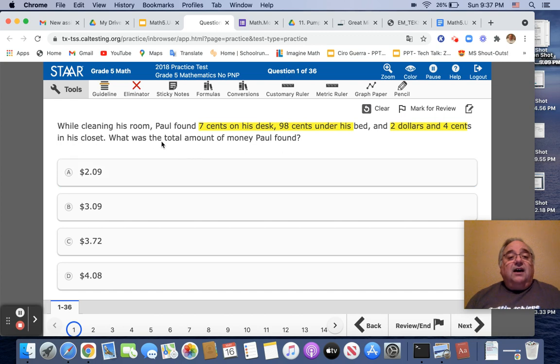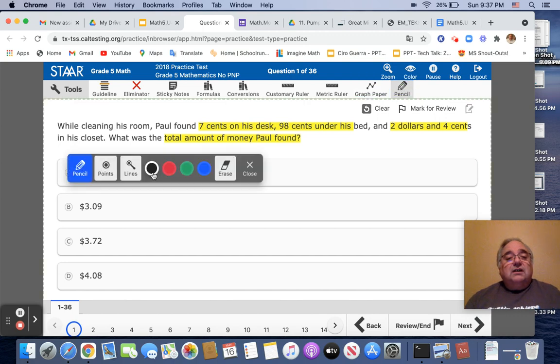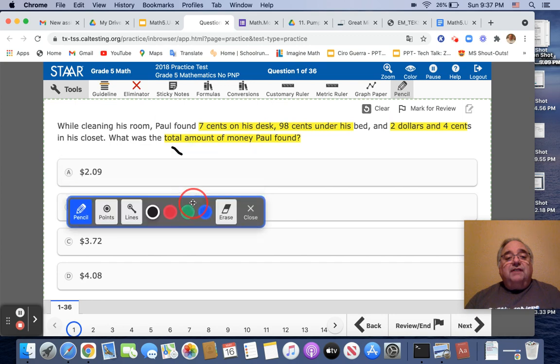And I also need to identify the question. So next I got to identify, but I'm still identifying here. So total amount of money found. So I highlight that. Now I go back to my pencil. I use my pencil. I'm going to do this. Total amount of money found.